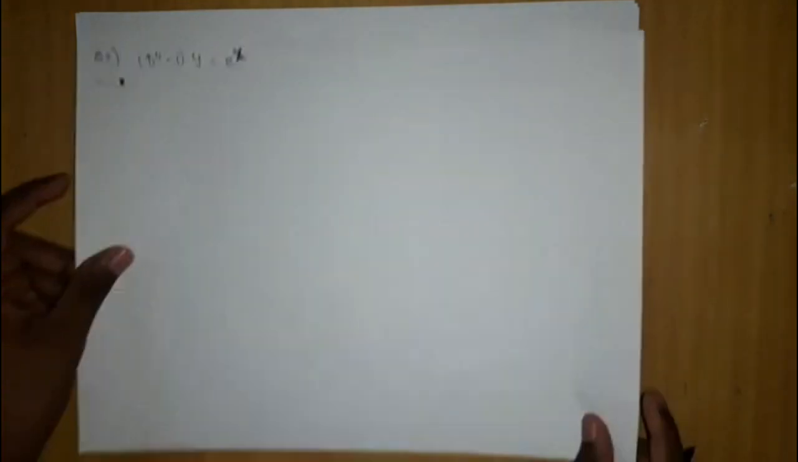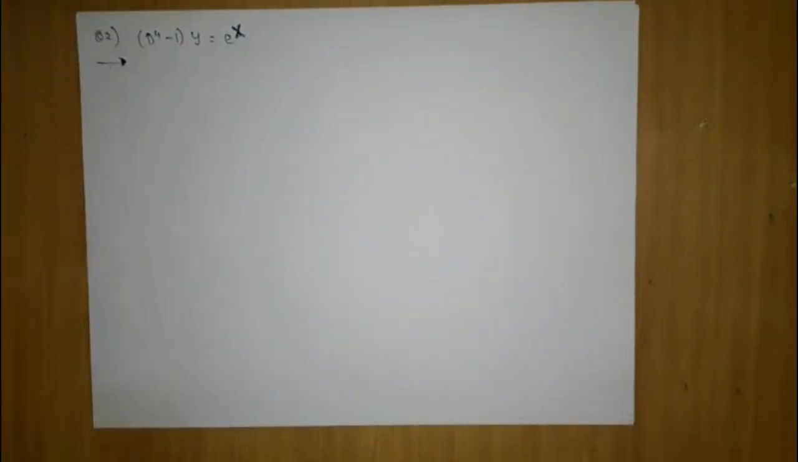Let's move on to the next question which we are going to take. The next question is this, which says (D power 4 minus 1) y equals e power x. Okay, so this is also a type 2 problem.